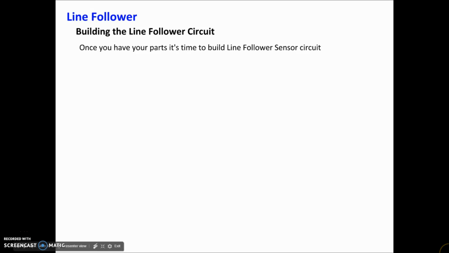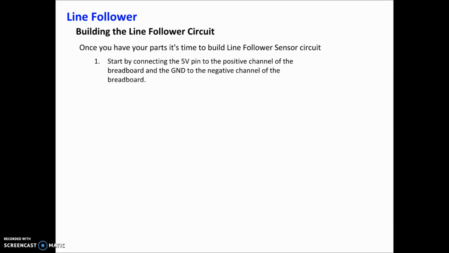All right, so now it's time to start building the circuit. Again, you're going to be doing this with real parts. We're not doing it virtually first. So start by connecting the 5-volt pin on the Arduino to the positive channel of the breadboard, and then the ground pin to the negative channel. That's what we do all the time.